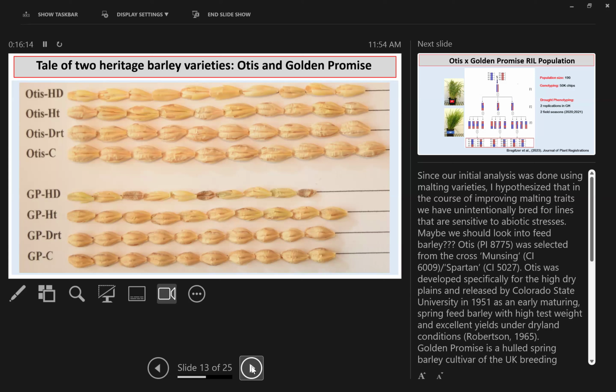So he fell in love with Otis at that time, and he started making crosses, and he was very generous to donate all of these things to us. So as you can see, this is just a representation of how the seeds look between GP and Otis. GP is Golden Promise, and HD is the heat and drought stress. This is just a random sample of 10 seeds to show you how bad the seeds look in Golden Promise compared to Otis, which looks pretty okay.